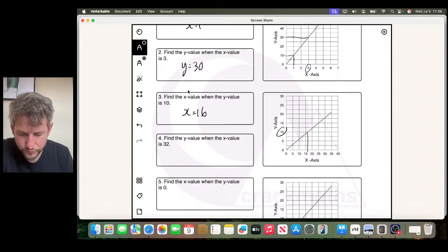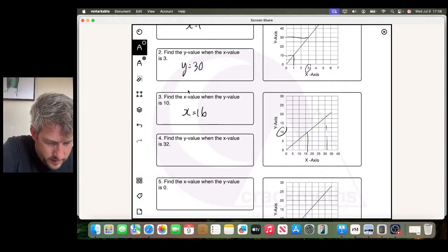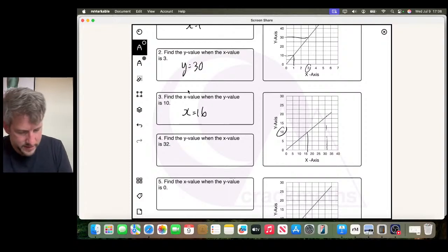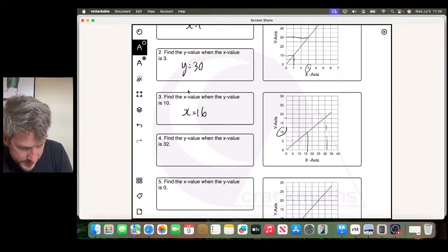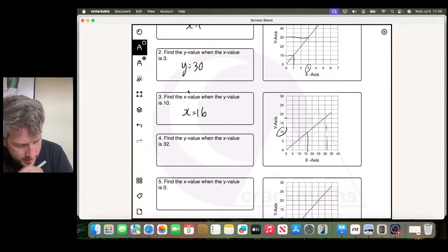Okay. Question 4, find the y value when the x value is 32. Okay, so that's just, again, almost halfway, but just less than. So it's probably there. And then, what are these going up in? 5 for 2. So this one would be 17.5. Is it going to be closer to the 18 or 19? I'm going to say that y equals 19.